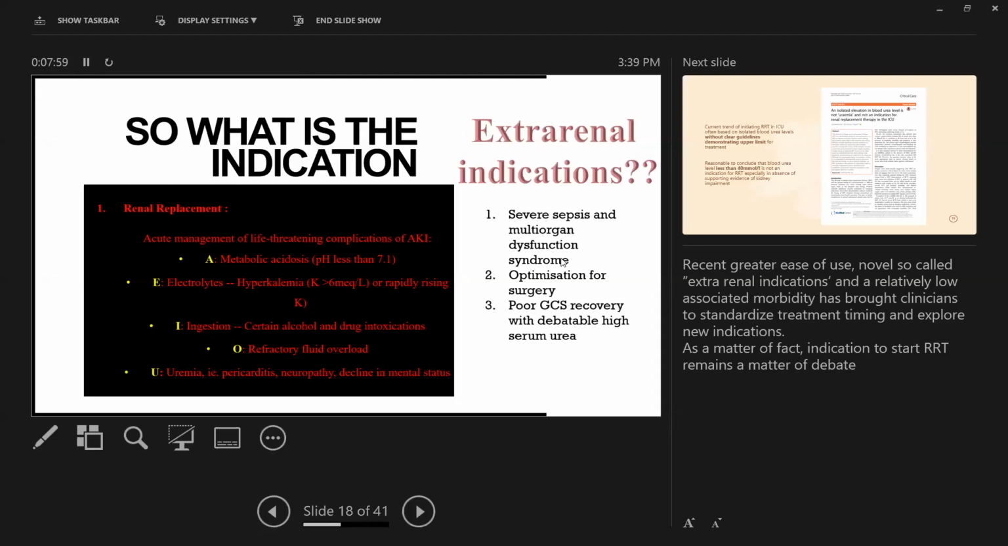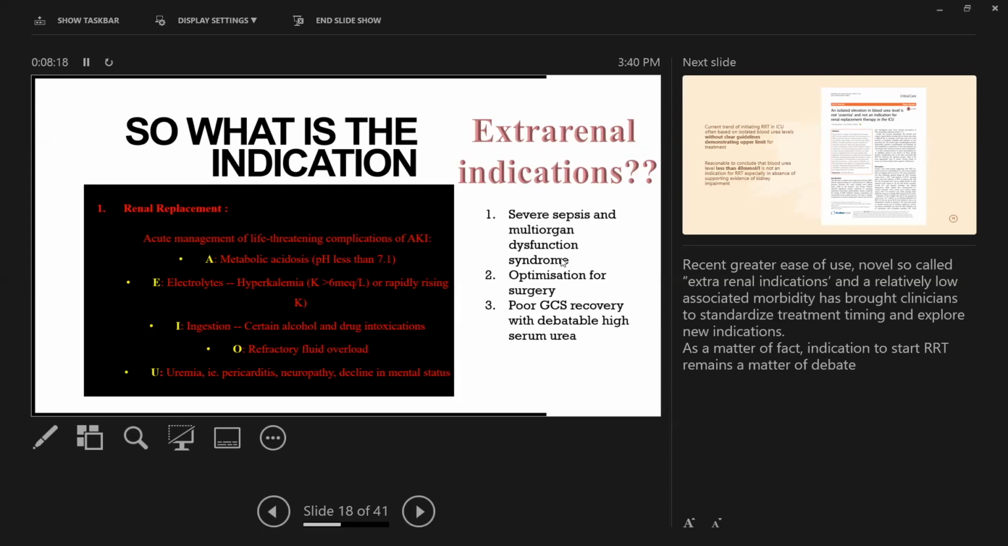There are new extra-renal indications, such as severe sepsis and multi-organ dysfunction syndrome, optimization for surgery, and poor disease recovery with debatably high serum urea.